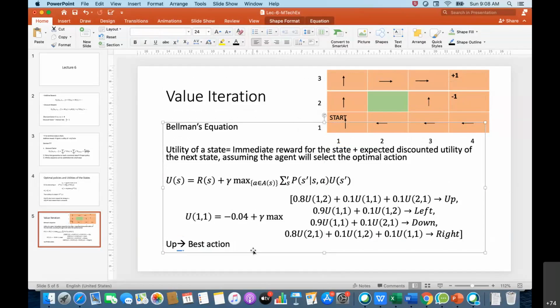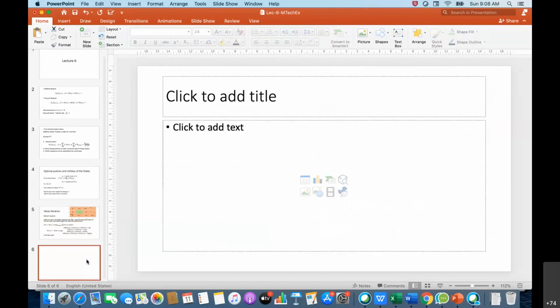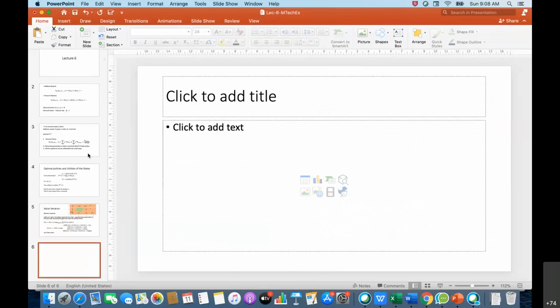Then we are again going to discuss the algorithm, how to compute these values and all those things. But is this much clear to you? No response from your end. Can you hear me? Yes. Okay.